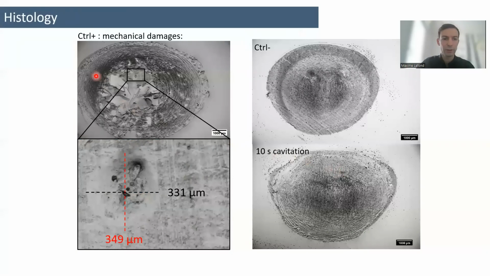On histology, we can clearly see the mechanical damage in our positive control, with also the blueprints of residual bubbles. Here on the top right is the negative control that was not exposed to any ultrasound. And on the bottom right is the image with only 10 seconds of cavitation, and we could see no evident differences between the control and the cavitation sample.